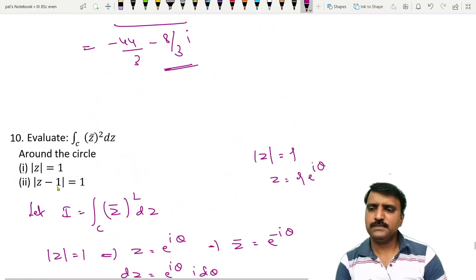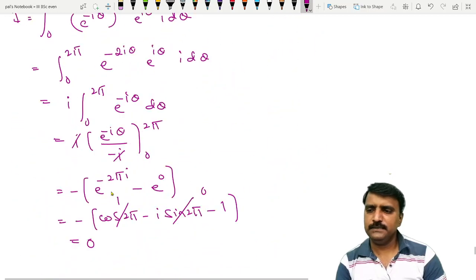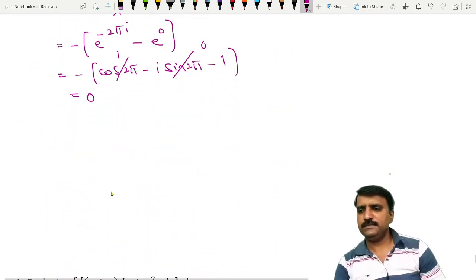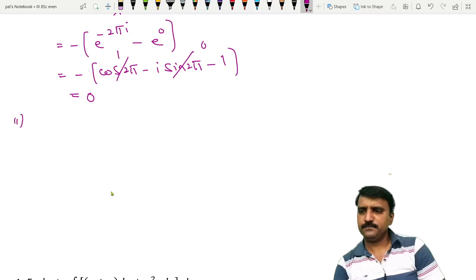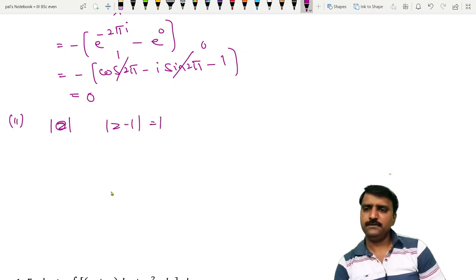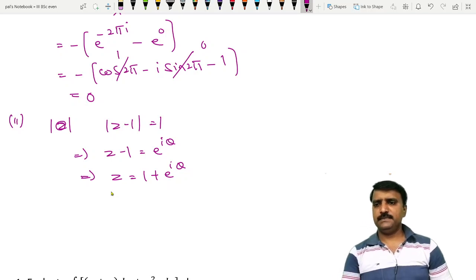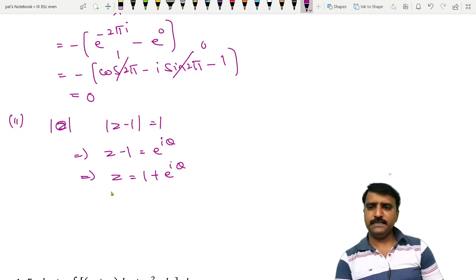And similarly, in the second case, mod z minus 1 is equal to 1. So you can write this as z minus 1 is equal to e power i theta, which implies that z is equal to 1 plus e power i theta. You can represent the value z here like this: z is equal to 1 plus e power i theta.